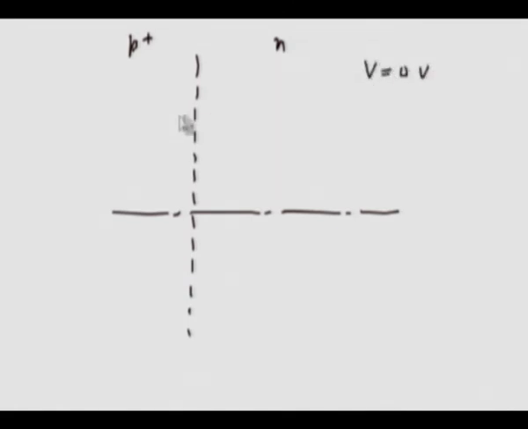In a P plus N junction, we actually don't talk about the work function. Work function we talk about for a metal semiconductor junction, not in a P plus N junction. So let me just draw a realistic band diagram for a P plus N junction. If you have a voltage of 0 volts, this is what it looks like. There is almost no depletion region in the P region, and the entire depletion region is on the N side.